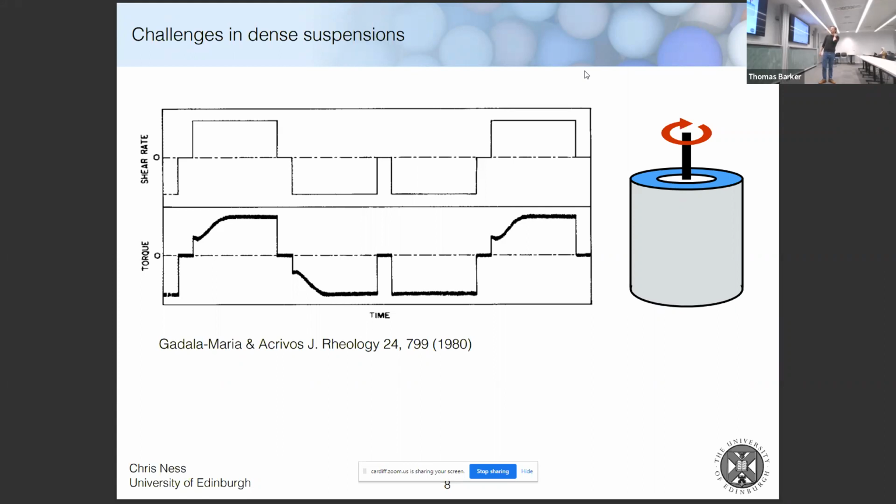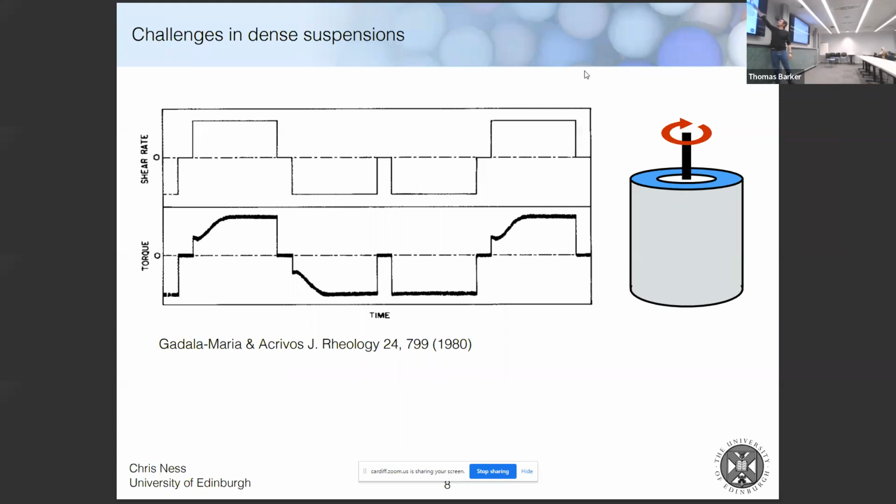So let me talk you through what's happening here. On the right-hand side is a Couette rheometer. So we have here an outer cylinder. They're usually about this size. You have an outer cylinder, which is held stationary. And sitting inside that is an inner cylinder, which has a smaller radius. And that's this white thing here. And then you rotate the inner one.